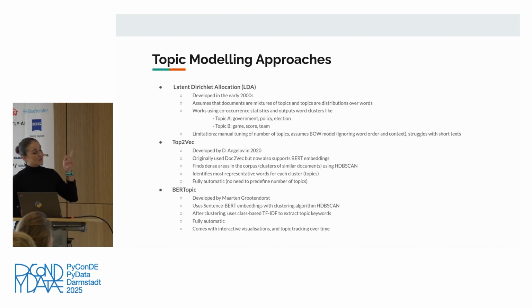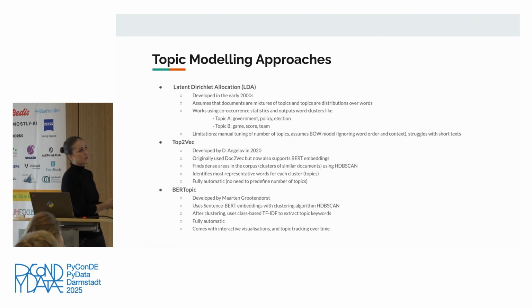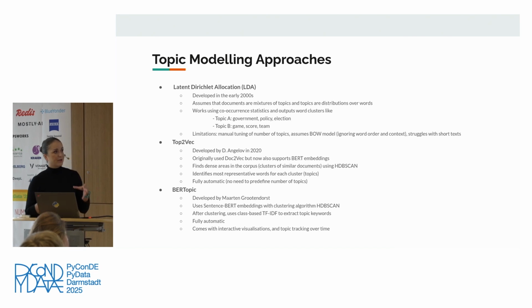So, as I said, I'll cover three topic modeling approaches. The basic one is Latent Dirichlet Allocation, LDA, which was developed in the early 2000s, so over 20 years ago. It assumes that documents are mixed topics, and topics are distributions over words. So it works using co-occurrence statistics and outputs word clusters, for example, for topic A, government, policy, and election, and then topic B, game, score, and team. But because it uses a bag of words approach, it cannot capture, for example, synonyms.